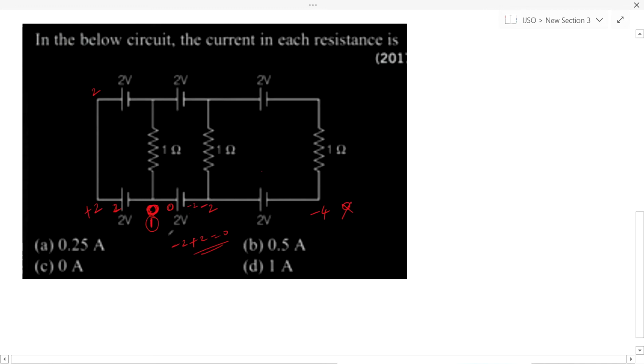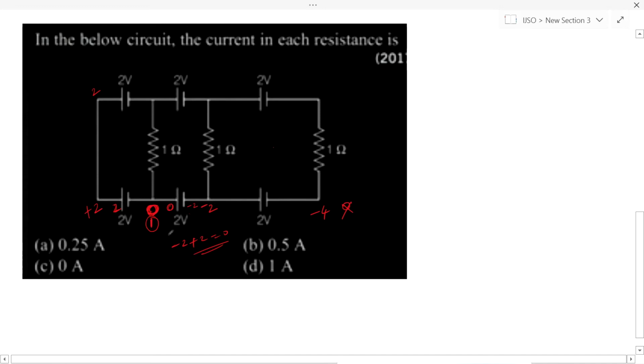Now how will you do it further? Minus 4. So V is equal to IR. You know V is minus 4, R is 1, I is 4 ampere for that resistor. Then like that for this one also, minus 2, so current is 2 ampere, and here it's 0, so current is 0 ampere. Yeah, it's correct. The assumption is correct. Good.